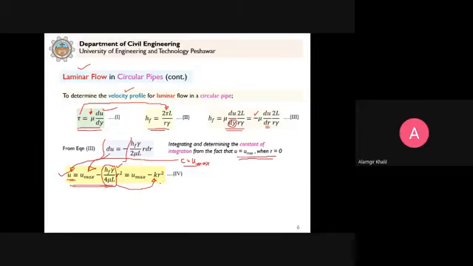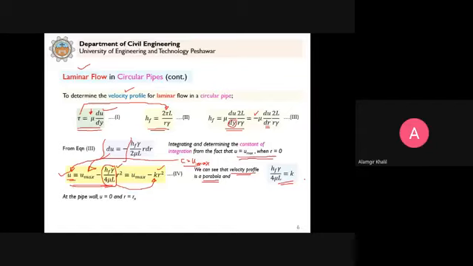This is r square, so it means this is an equation of a parabola. As you already know, y is equal to x square is the simplest equation of a parabola. The same situation we have here, so this is also an equation representing a parabola. So we say that the velocity profile in the case of laminar flow is a parabola. Clear? Now we already assumed that this factor is equal to k.